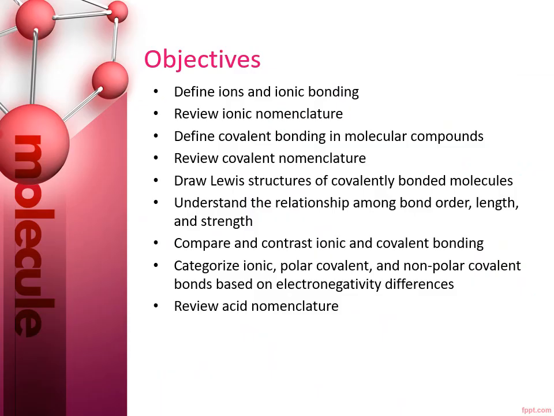Good? Oh my gosh, we did it. We defined ions and ionic bonding, and we talked about how to name those. We reviewed covalent bonding and how to name those. We drew some Lewis dot structures to show shared pairs of electrons. We talked about how single bonds are long and weak, triple bonds are short and strong. We had that table comparing and contrasting ionic and covalent bonds. We talked about electronegativity differences. We're going to talk a lot more about that in our next 2 lessons. We reviewed acid nomenclature. We did it. So proud of you, my friends.